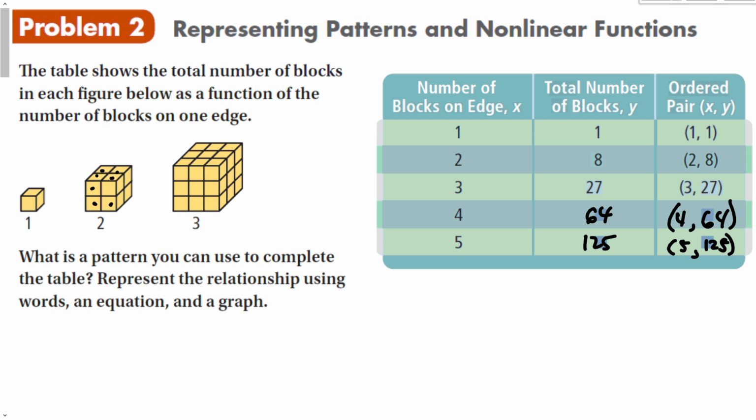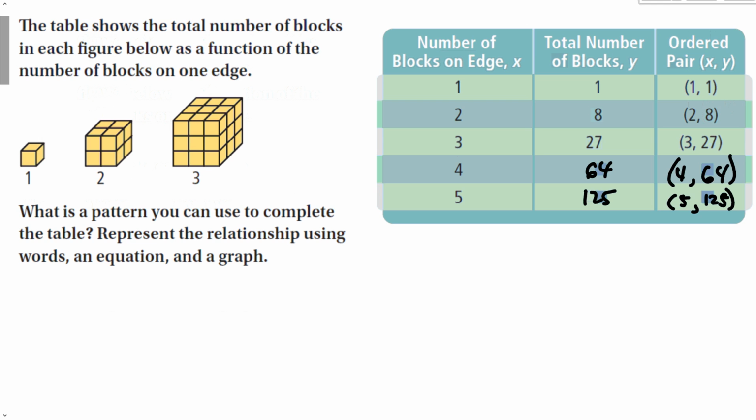Okay. So represent the relationship using words, an equation, and a graph. So each time I add 1 block, the total number of blocks becomes the cube of the number of blocks on one edge. So each time I move 1 block to the left, I put another row back, and I put another row on top. So we're going to be multiplying by the number of blocks 3 times. So to write an equation for that, it turns into y is equal to x to the 3rd power.